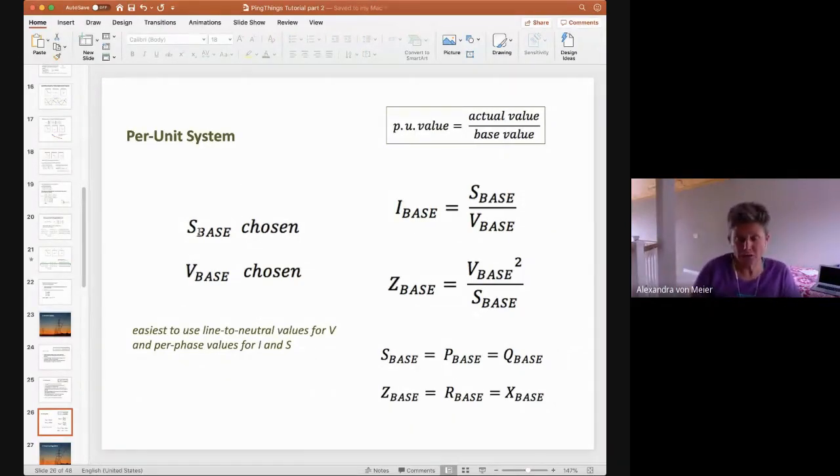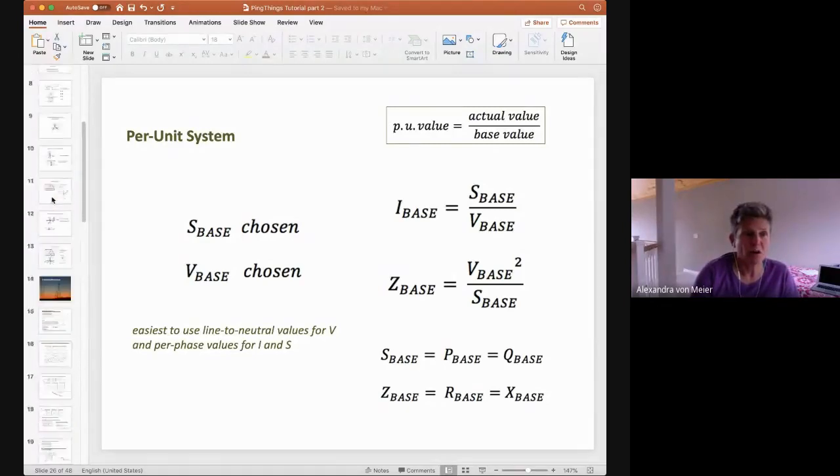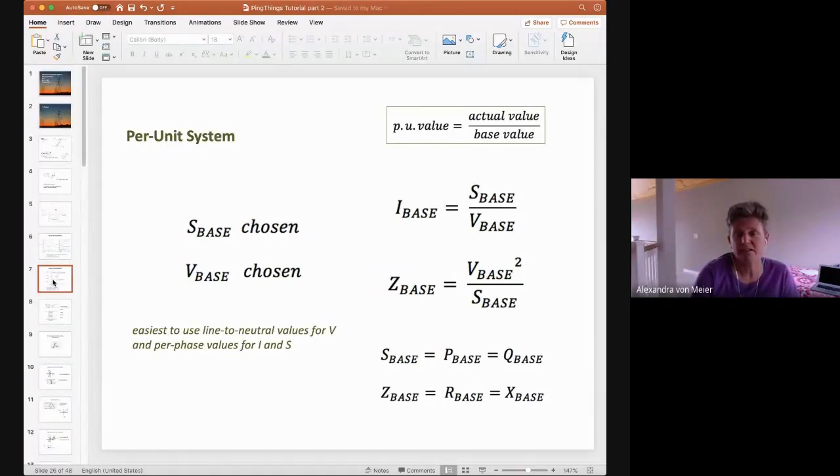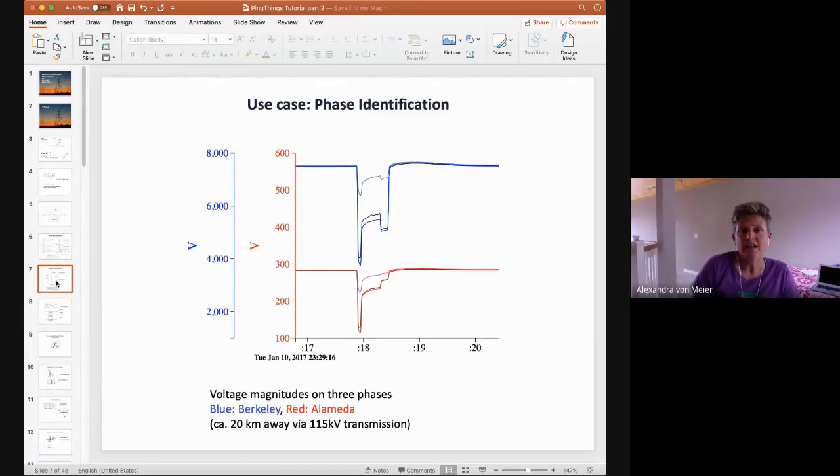When we talk about voltage sags, let me go back to the empirical example that we had here. You see that there was the same voltage sag, the same event observed in both Berkeley and Alameda. But I would say, well, in Alameda, the voltage sagged by like 250 volts or something. And in Berkeley, the voltage sagged by like 2000 volts. How does that make sense? Well, it sagged probably by about the same per unit value.